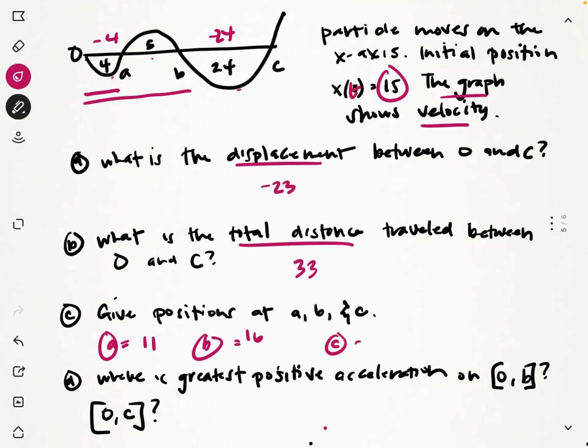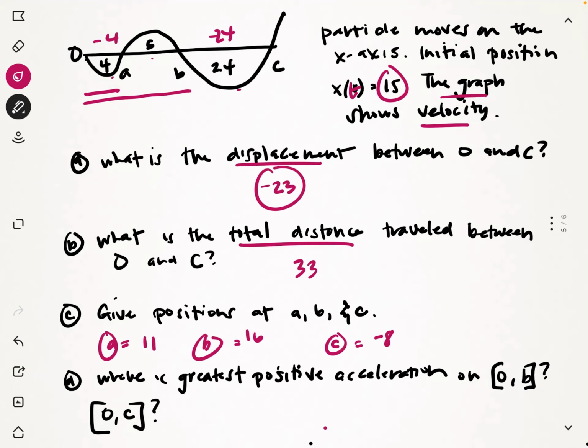And then C is going to be the whole thing added up. So it's going to be -4 plus 5 is 1, minus 24 is -23. So from 15, we're going to subtract 23, and that should be -8.